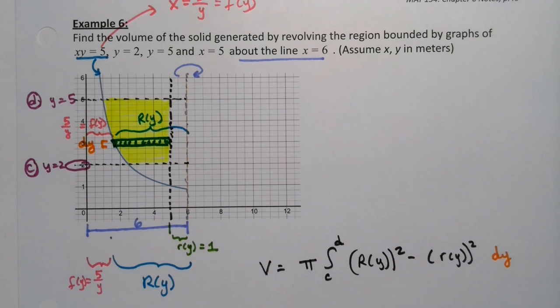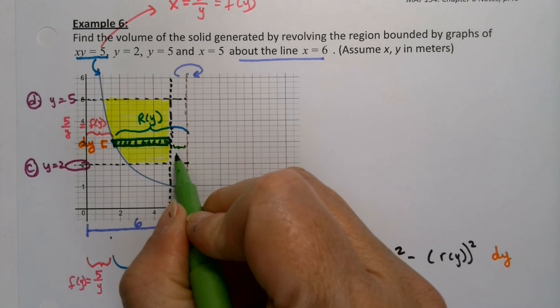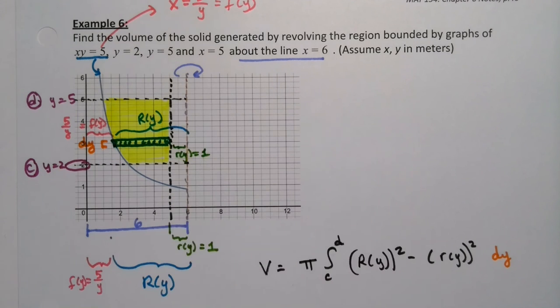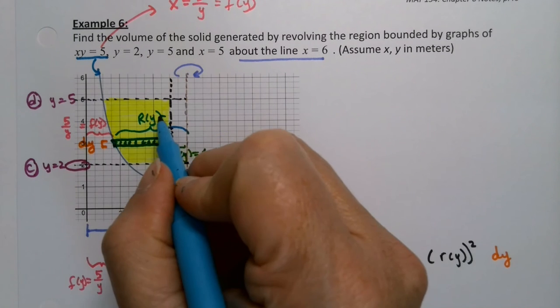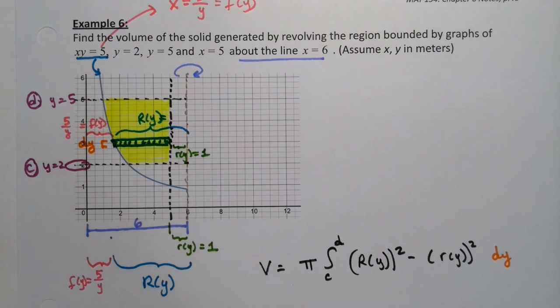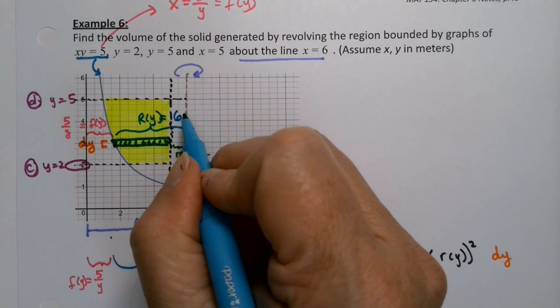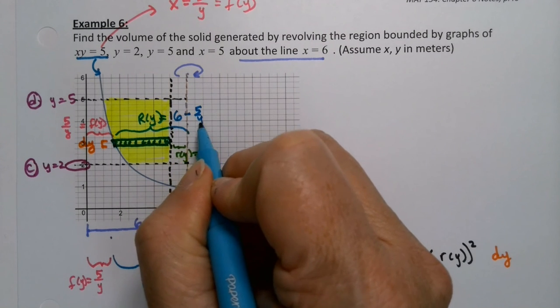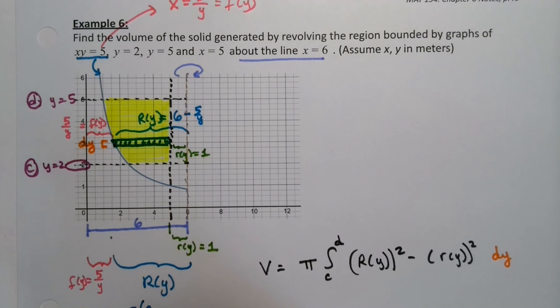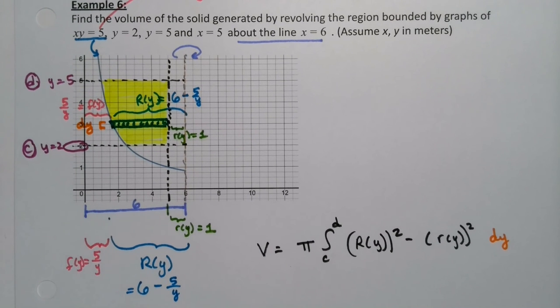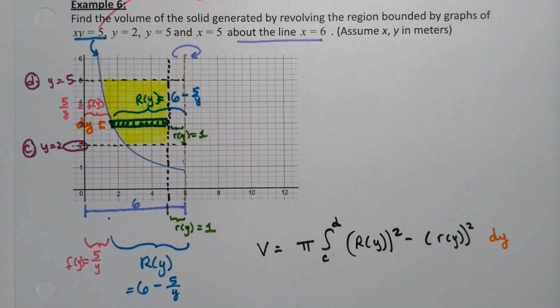And then this little r of y is easy. r of y is 1. And this one right here is what I was just saying. It's 6, take away 5 over y. Let's just let that sink in just a little bit.